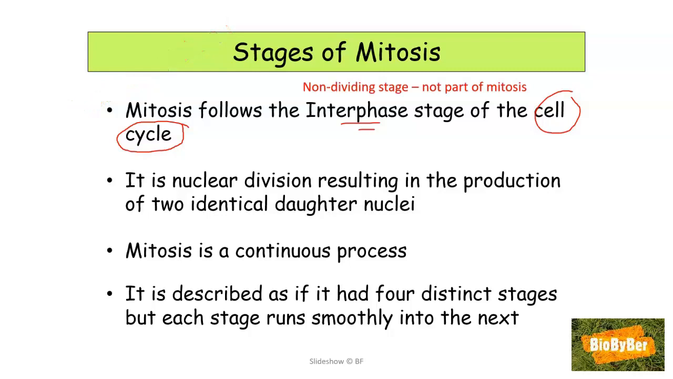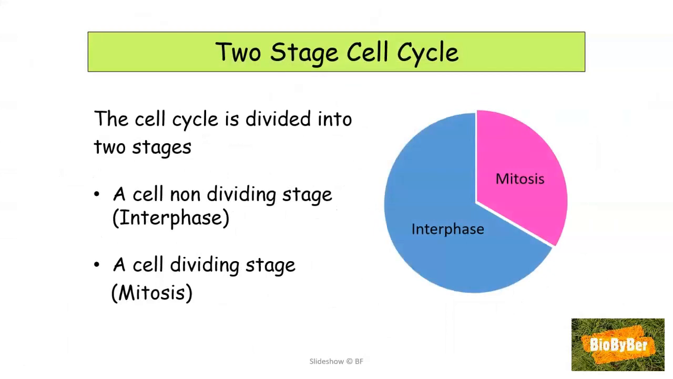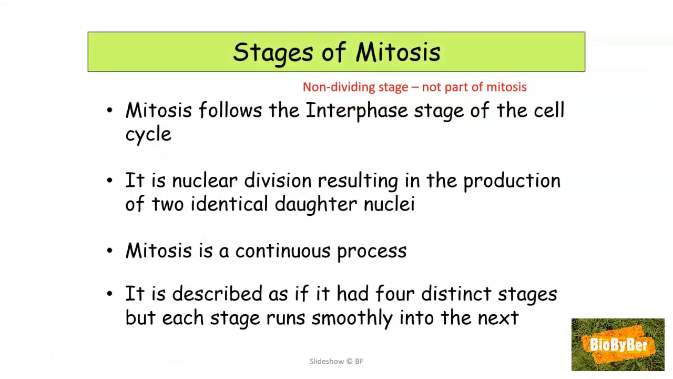The interphase stage is not part of mitosis. You might recall that there are two stages in the cell cycle or in the story of a cell's life. The first stage is a non-dividing stage, which is called interphase. The cell, remember, spends most of its life in this stage. The second stage is a dividing stage called mitosis. So, as we've just said, mitosis follows the interphase stage of the cell cycle.